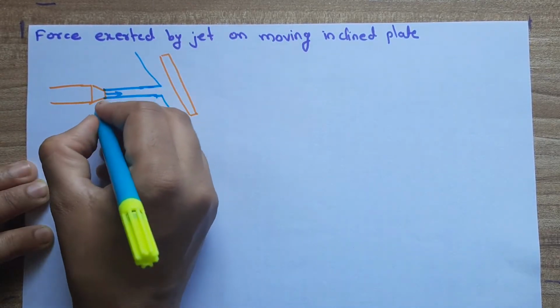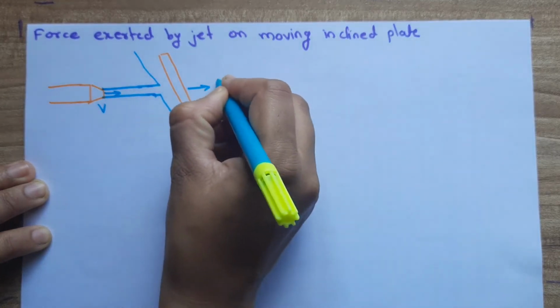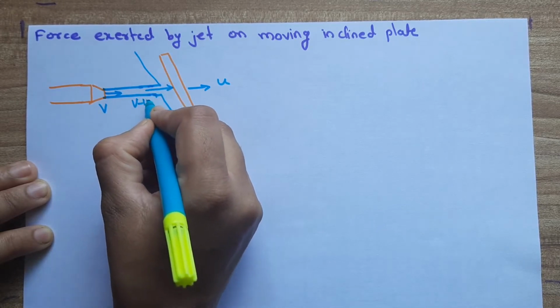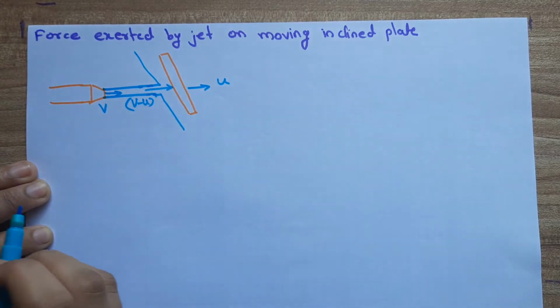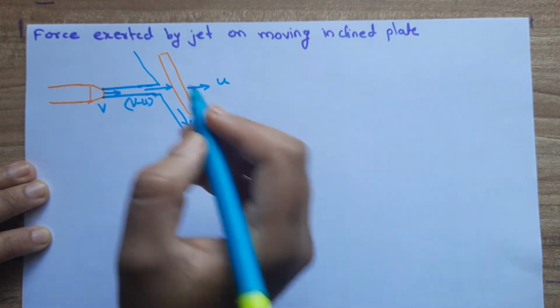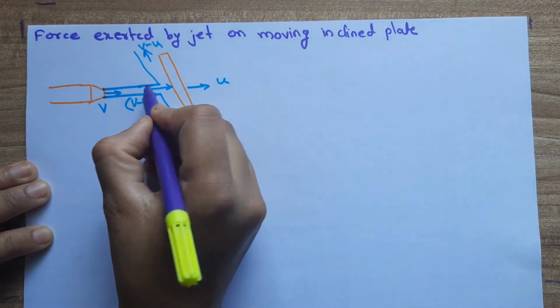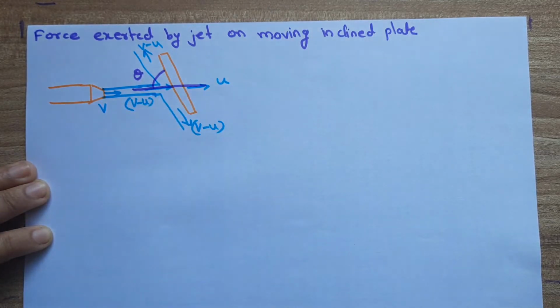Let's say here the velocity is v, but as this plate is going to move with velocity of u, what will happen? It will strike with a velocity of v minus u. The plate will experience the jet striking with a velocity of v minus u, and after diverting, at the exit the velocity will also be v minus u. Again here let me show the angle. This angle is theta, the angle of the plate with the axis of the jet.